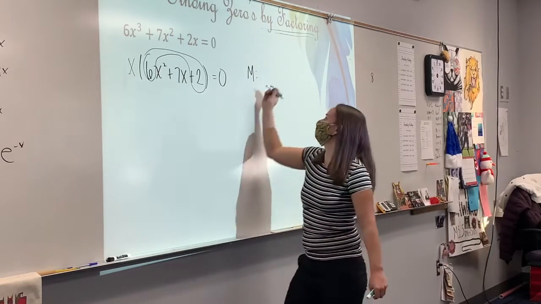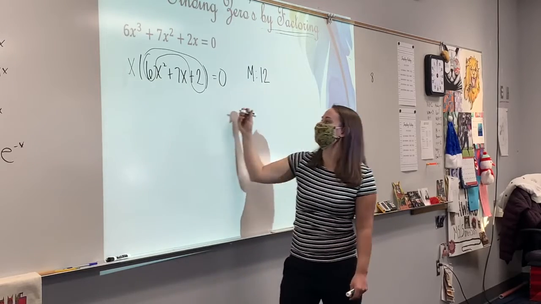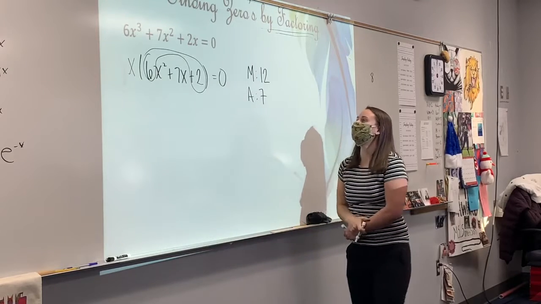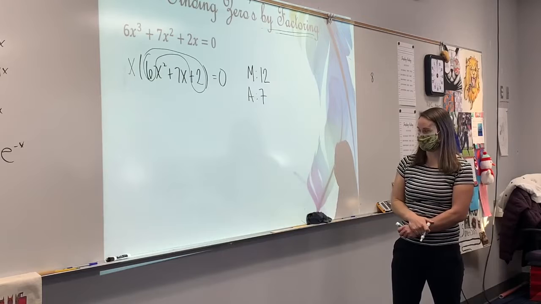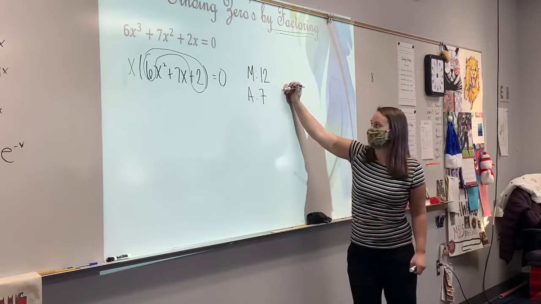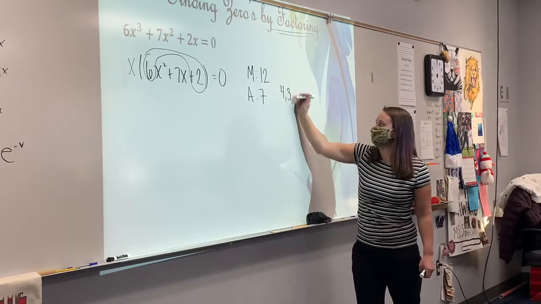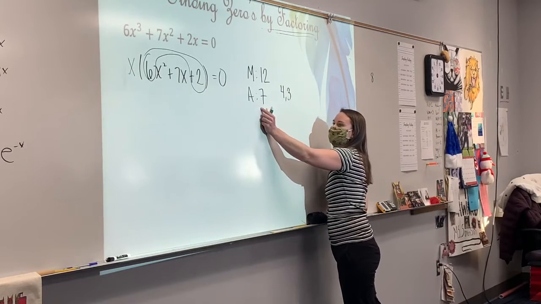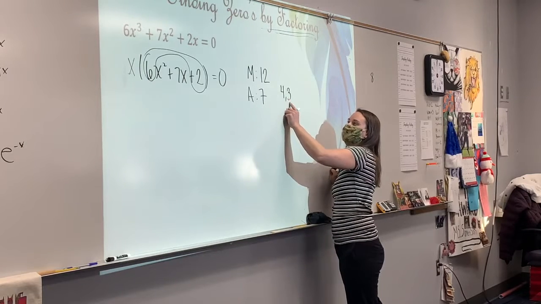6 times 2 is 12. Remember how we do 6 times 2 is 12? And then I'm trying to add to 7. What two numbers multiply to 12 but add to 7? 4 and 3. 4 plus 3 is 7. 4 times 3 is 12.